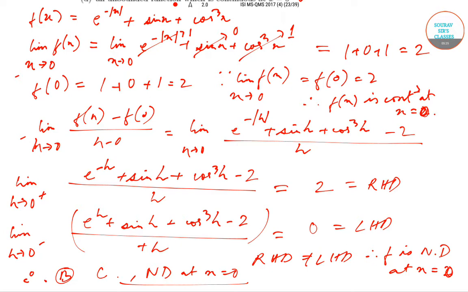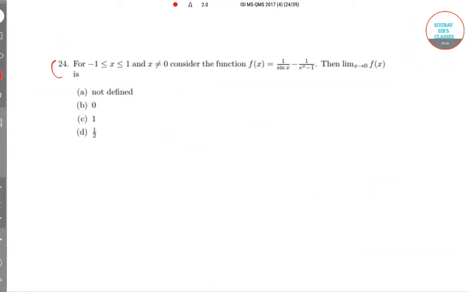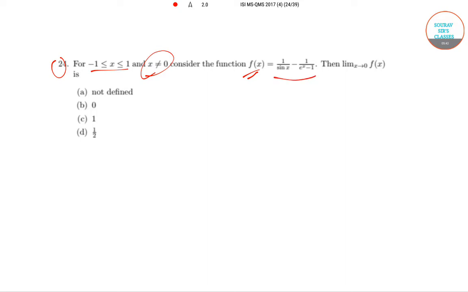Now let's move on to question number 24. In question number 24, it has been said that for minus 1 less than or equal to x less than or equal to 1 and x not equal to 0, if we consider the function f(x) which is equal to 1 by sin x minus 1 by e to the power x minus 1, then the limit of f(x) as x tends to 0 is either not defined or is equal to 0, 1 or 1 by 2. So we have to find out the limit of f(x).